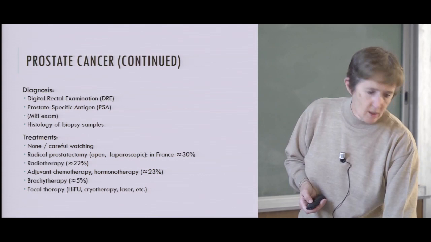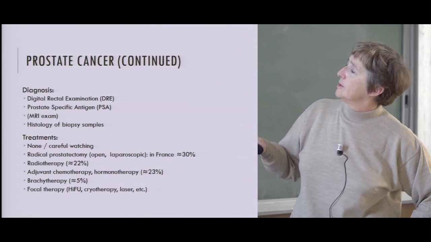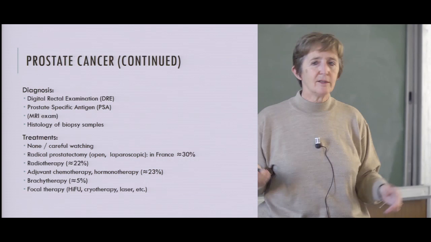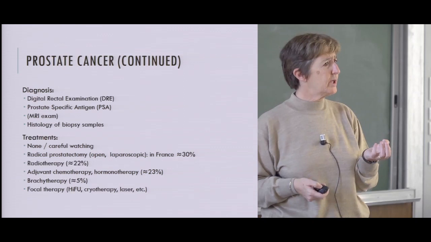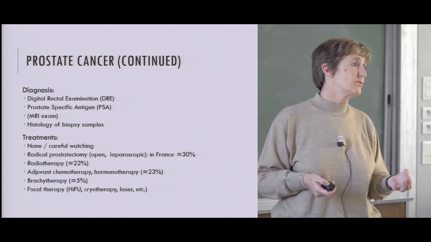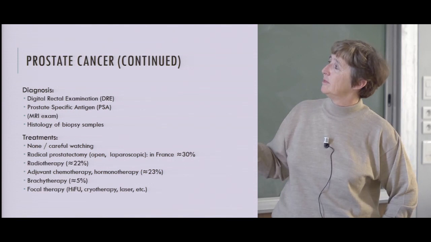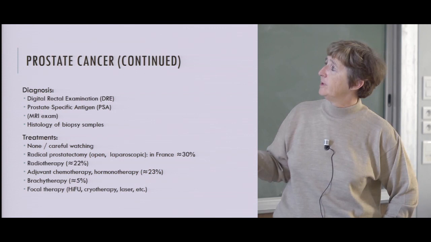Okay, so concerning the diagnostic, we will speak more about histology. Histology is the end of the story when there is a suspicion of cancer, because you have some blood sampling with a rising PSA or something else, and you will bring some samples of the tissue to examine them and see if there are cancerous cells or not. And after, for treatment, a large part of them are surgery. It can be radiotherapy, it can be brachytherapy. We will speak a little bit of that also.